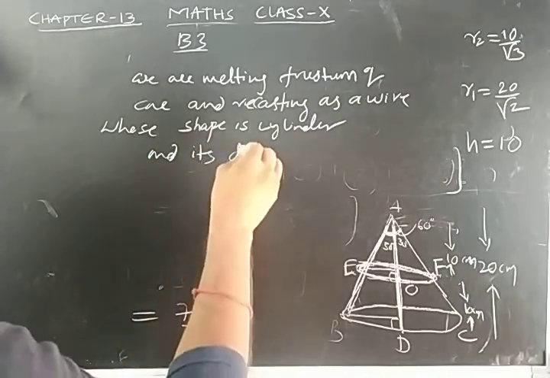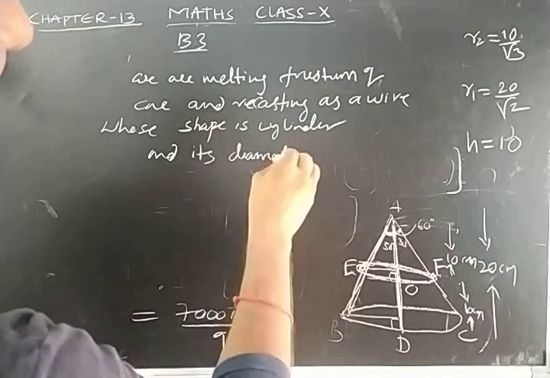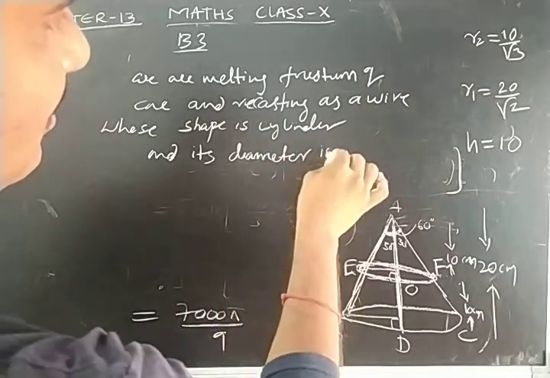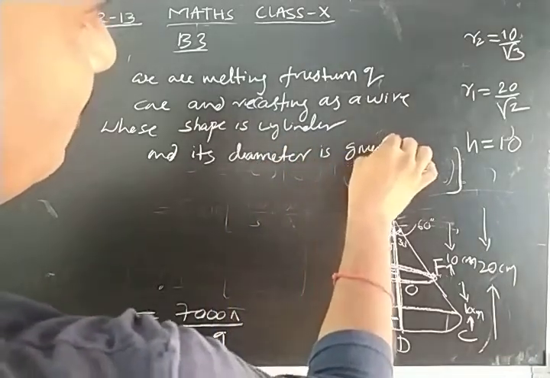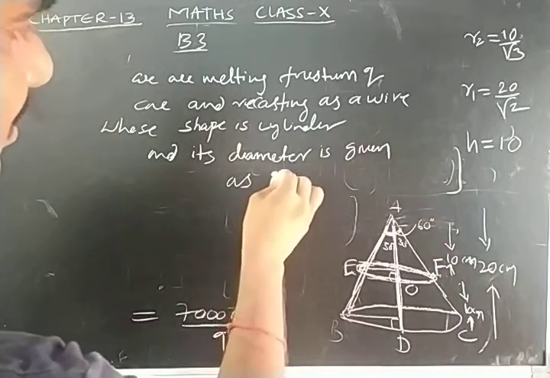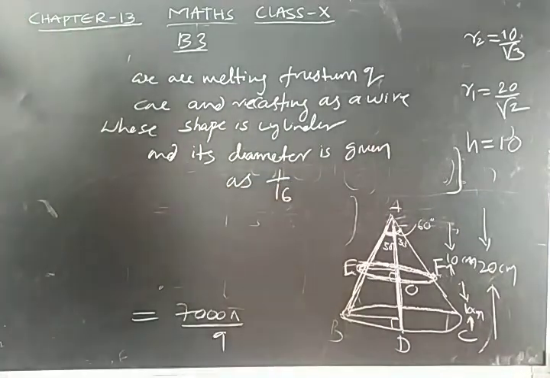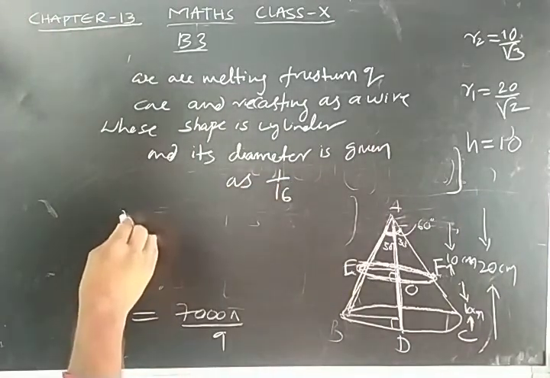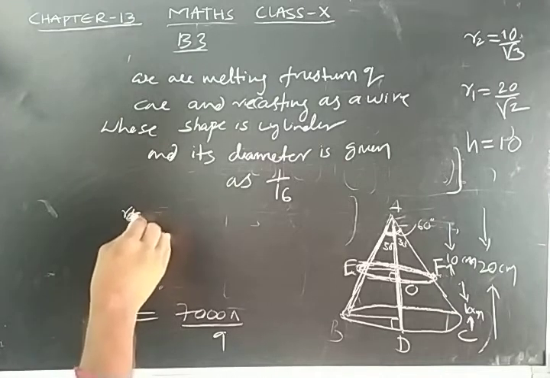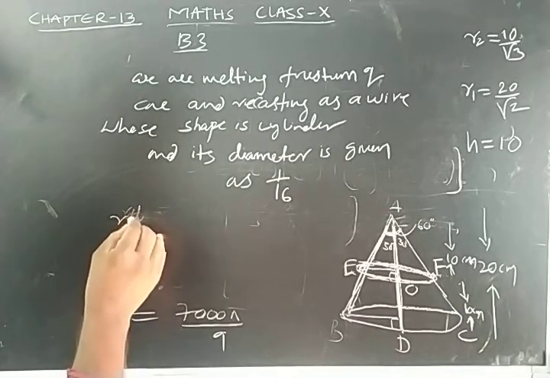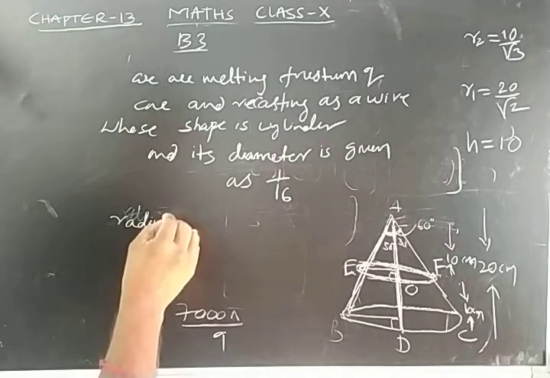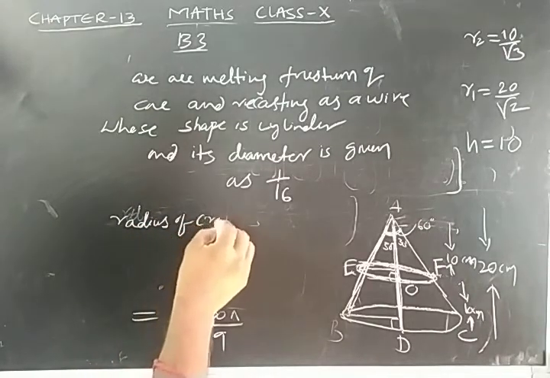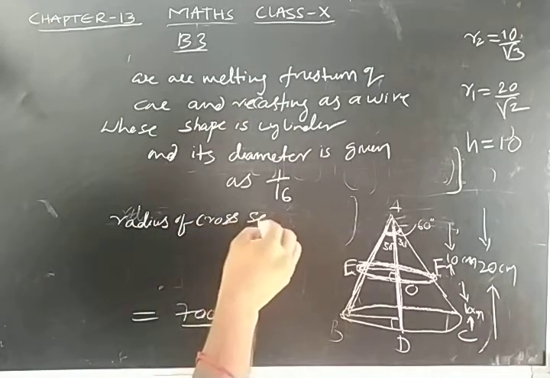Its diameter is given as 1 by 60. Its diameter is given, so I am finding the radius of the cross section of the wire.